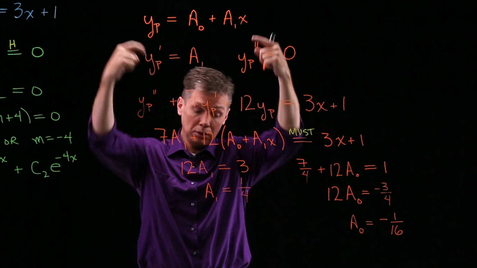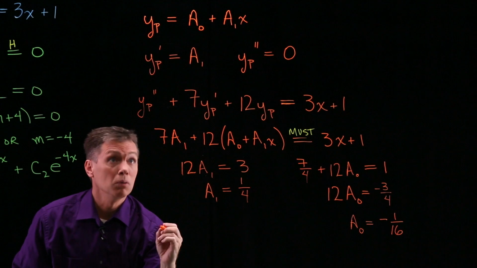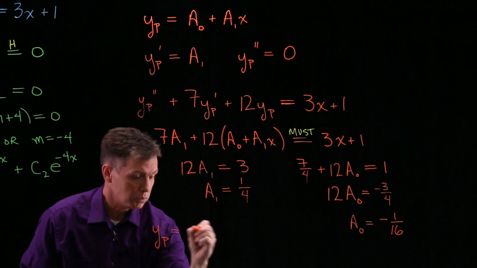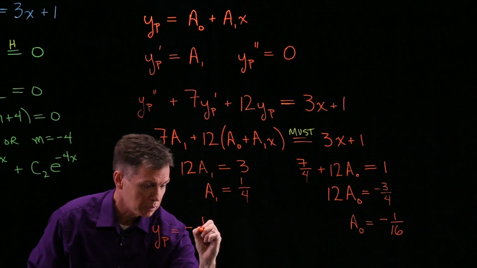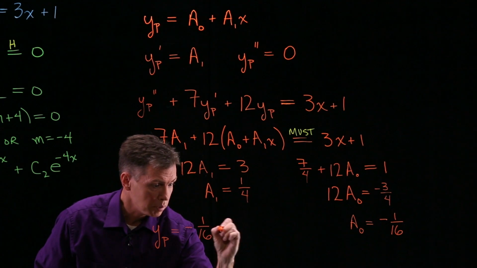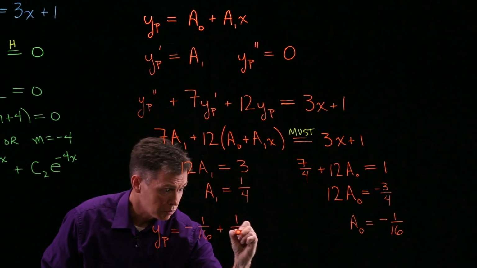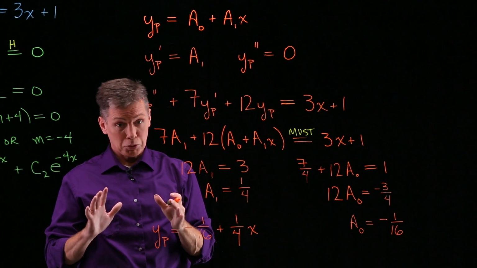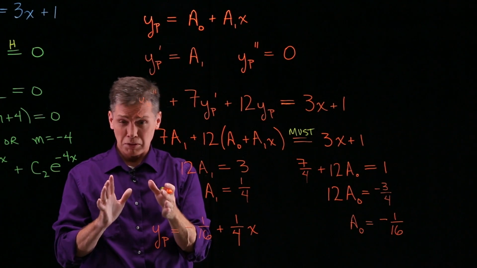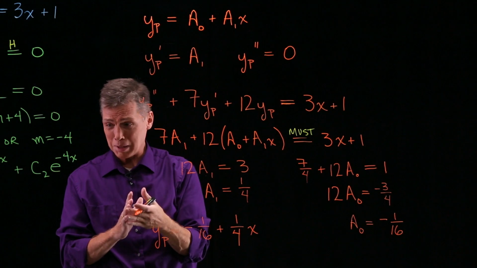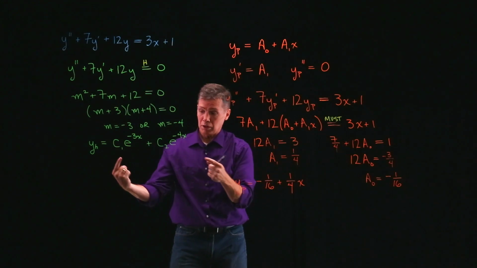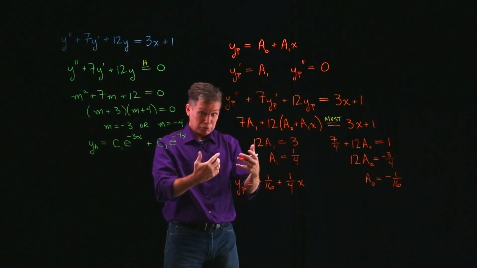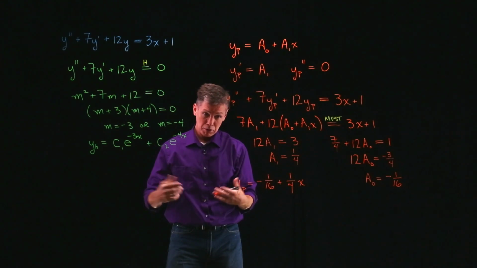All right, what that tells me then, my a1, my a0, let's put those into our y sub p, the particular solution. I'll go down here. Y sub p equals a0 of minus 1/16 plus the a1 of 1/4 times x. Okay, good. Almost done. We're going to put the two pieces of the puzzle together. Something I was rambling about at the beginning of the problem is that you take your homogeneous solution, you take your particular solution, and your final solution is just the sum of those two.